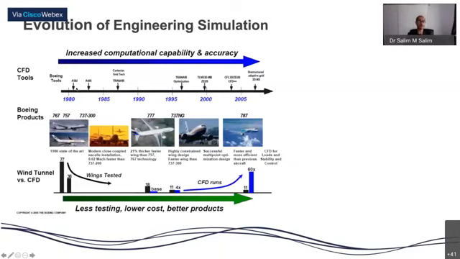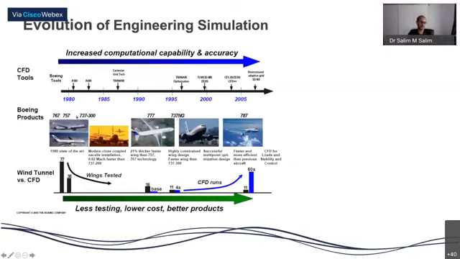Now, when I was born in 1993, computers weren't very powerful. The internet wasn't even founded yet. So a lot of the investigation was based on wind tunnels. Previously I said wind tunnel is accurate, but it's very expensive. That's why we want to move away from experiments into CFD, because it's more convenient, cost effective, and time efficient.